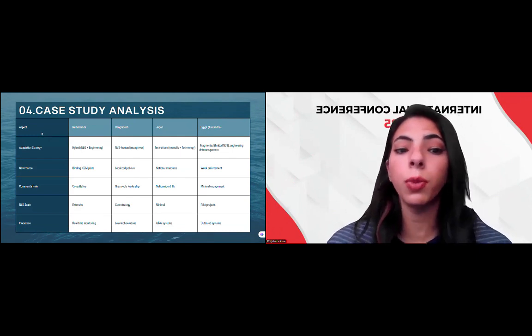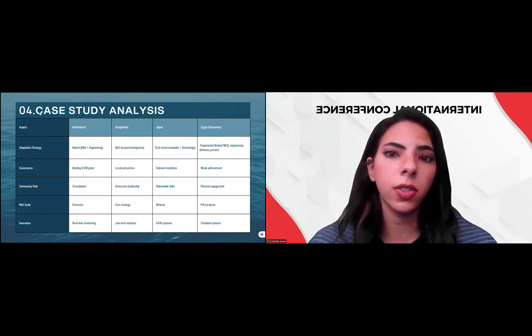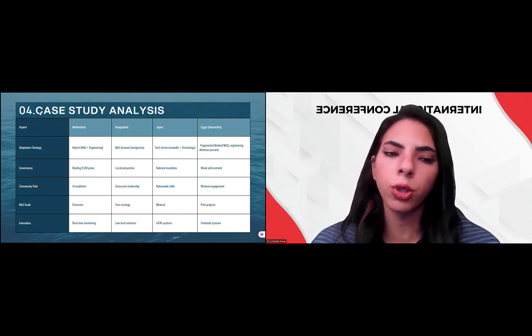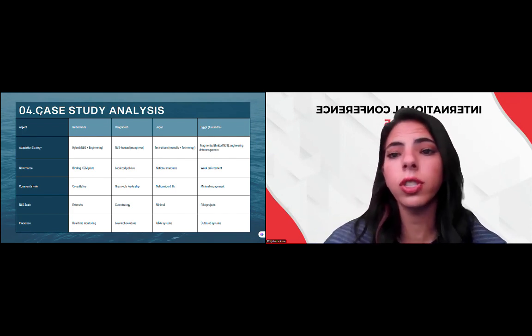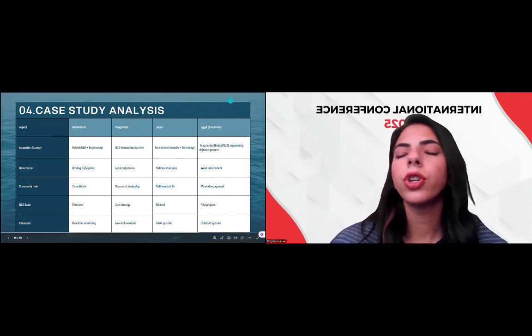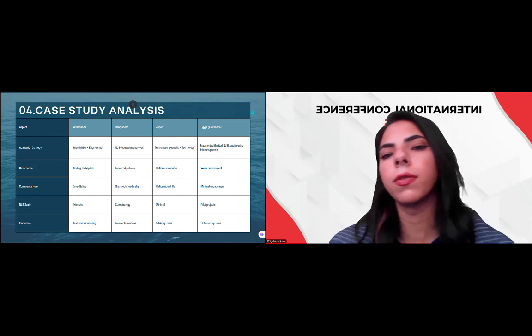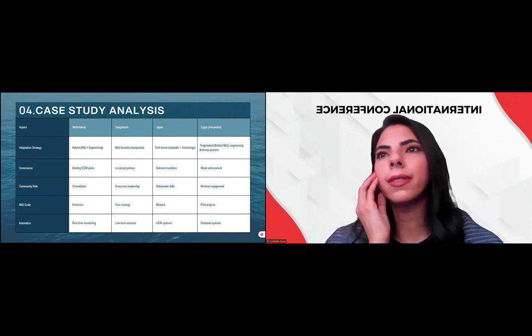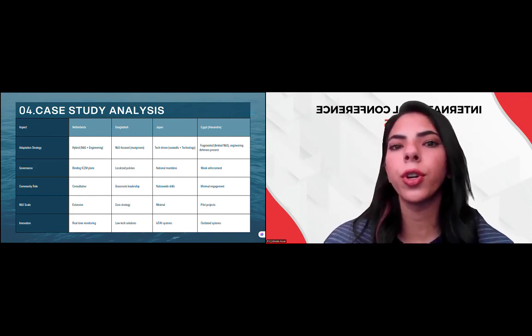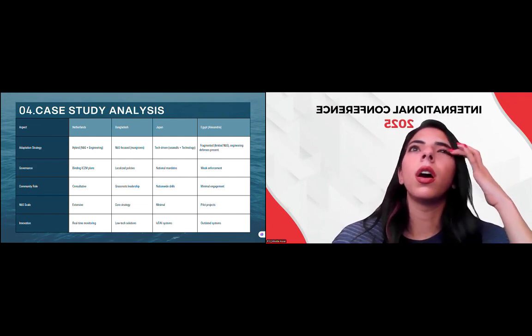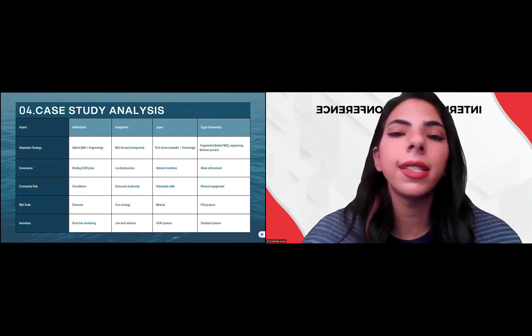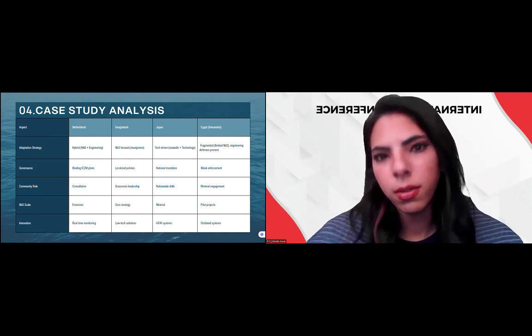So based on the case study analysis, we draw some comparisons according to the adaptation strategy, the governance, the community role, and the nature-based solution scales and the innovative solutions, and we compare it to Alexandria. New York City was not involved in this case study analysis because it focuses on community, which is an important factor, but it's necessary as a recommendation in general.